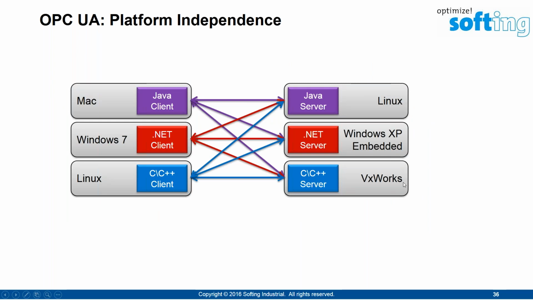First of all, you have platform independence. OPC UA clients and servers can be developed using Java, .NET, C, C++ to run in different platforms. And they all can communicate with each other if they support the same OPC profile.